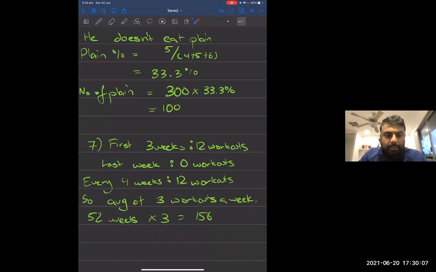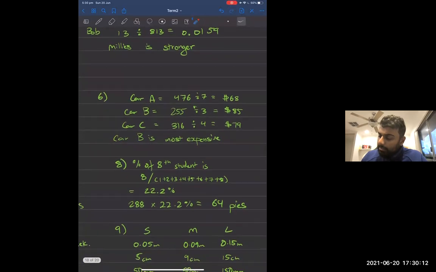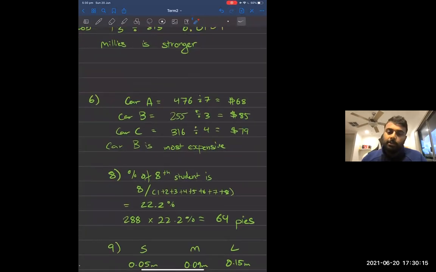All right, so let me go through the questions. Shri, you want me to go through question number 6? Question number 6 is just simple division. Basically, you find out how much they cost for each day. So car A, it's 476 for a week. So you do 476 divided by 7, $68 per day. Car B is 255 divided by 3, and you get $85 per day. Car C is 316 divided by 4, and it's $79 per day. So the most expensive one is car B, which costs $85 per day. All good, Shri?